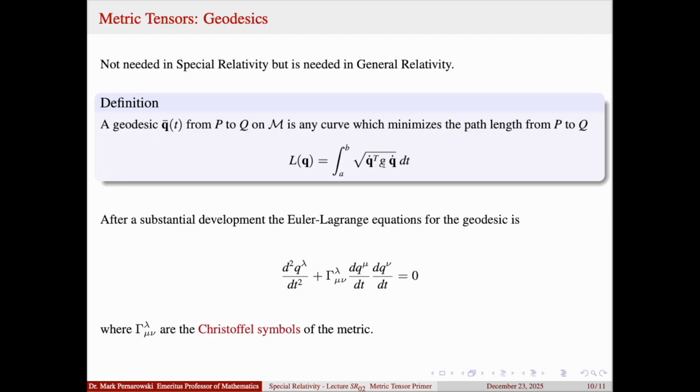This is not really needed in special relativity, but I mention it here as a bit of a teaser for general relativity, because one needs to talk about geodesics in general relativity, which has very wiggly space-time. If you do a lot of work, you can figure out what the equations are for the geodesic curves in space-time in general relativity, and they're very messy. We will not be doing that here, but it fits in with this discussion of special relativity.